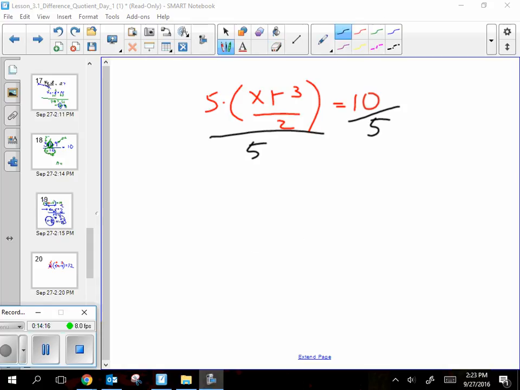Okay, this times 5 and divide 5 are going to cancel. That's what they do. They're opposites. And now you can rewrite this equation. X plus 3 over 2 is all I have left, equals 10 divided by 5 is 2. There. That is the key.